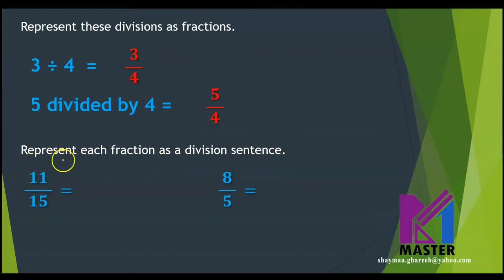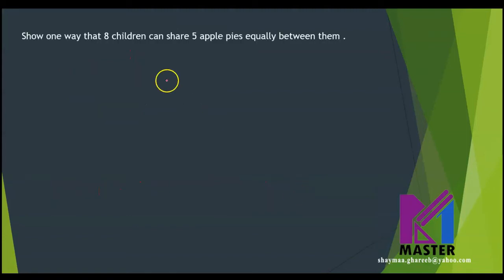Now for the second question, represent each fraction as a division sentence. So we have 11/15. If I want to write it as a division sentence, it will be 11, the numerator, divided by the denominator. So it will be 11 divided by 15. And the second one is 8/5. So we can write it as 8 divided by 5. Is it clear? Let's see one more example.